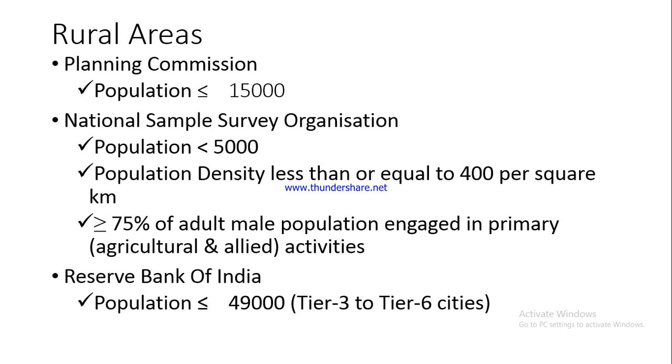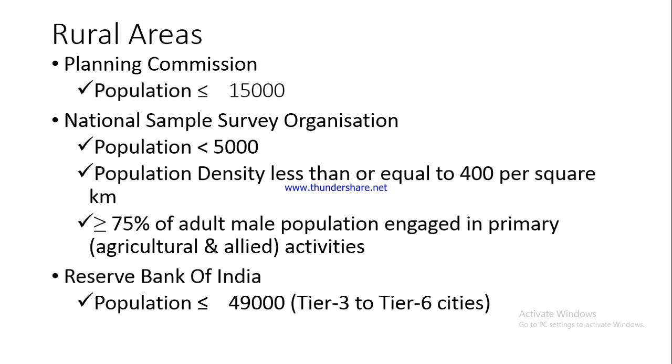So we are only going to look at the adult population, and within the adult population only the male population. This means you are not taking into account the females in that area. You are also not taking into account people less than 15-16 years of age. Only those who are adult, above 16-17 years of age, and who are male, have to be taken into account for this calculation. So greater than 75% of them should be engaged in primary activities.